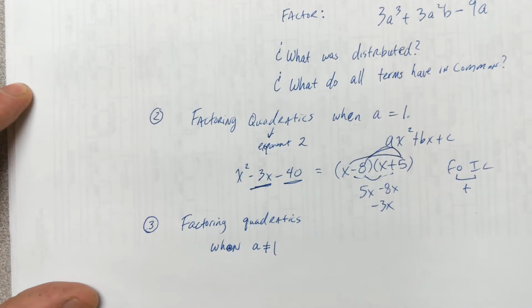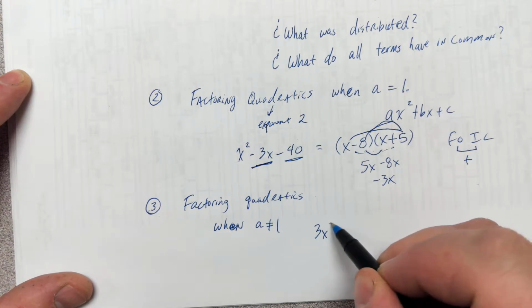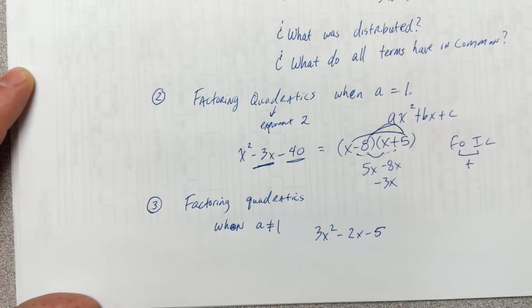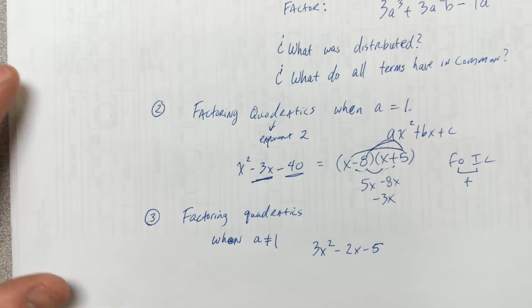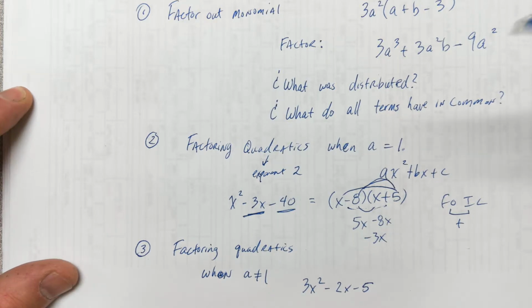We're also going to do it when a is not equal to 1. That's where it gets a little trickier. Like 3x squared minus 2x minus 5. So here's what's going to happen today. We're going to do all three of these things right here.